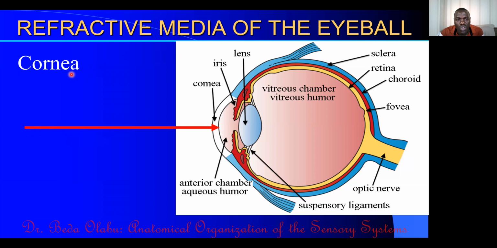A lot of bending of light occurs at the cornea. The cornea is the strongest refractive media. Even though it's the strongest refractive media, it is not adjustable. You can't adjust the curvature of the cornea. So it's a fixed but strong refractive media.